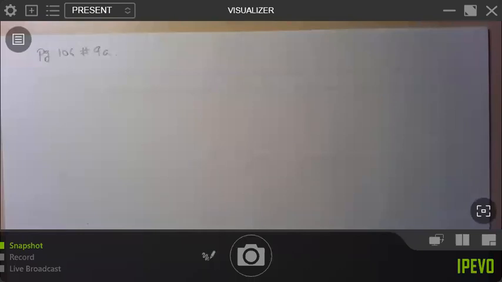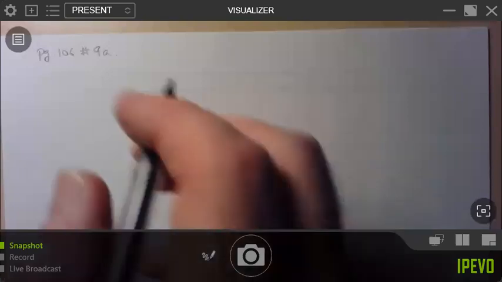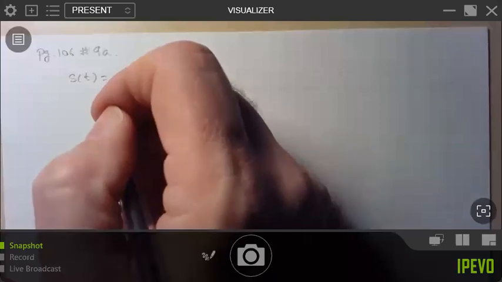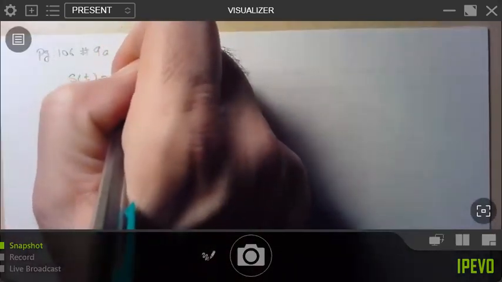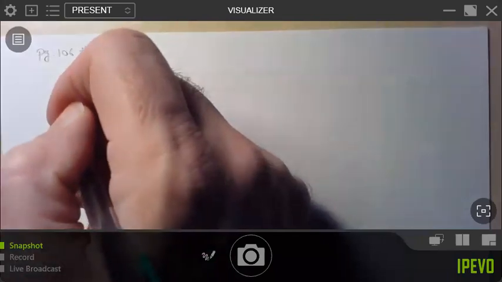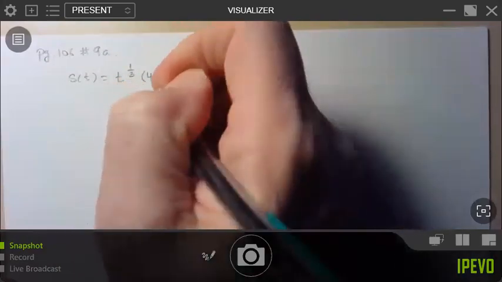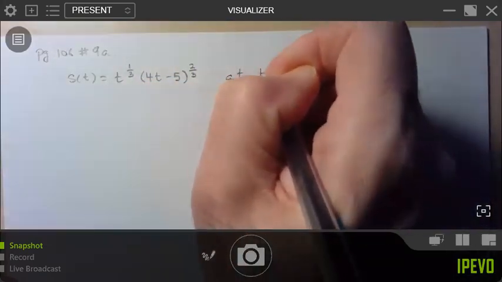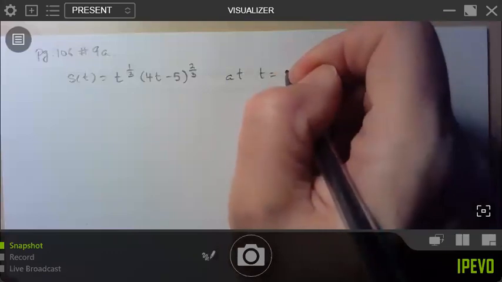And let's see what they want here. It says state the rate of change of each function at the given value of t. Leave your answers as rational numbers or in terms of roots and the number pi. So I don't think we're going to have to worry about pi for A. That's probably more for B. So the function here, s of t, is equal to t to the 1/3 times 4t minus 5 to the 2/3 at t equals 8. Okay.